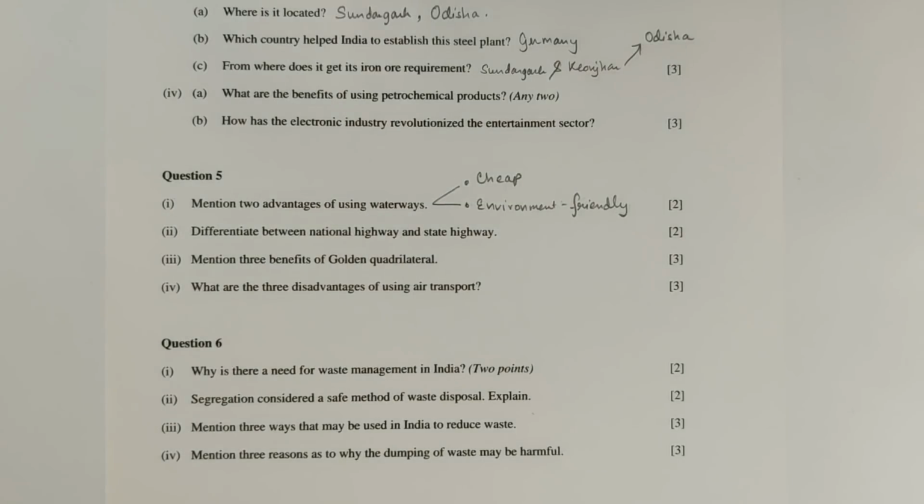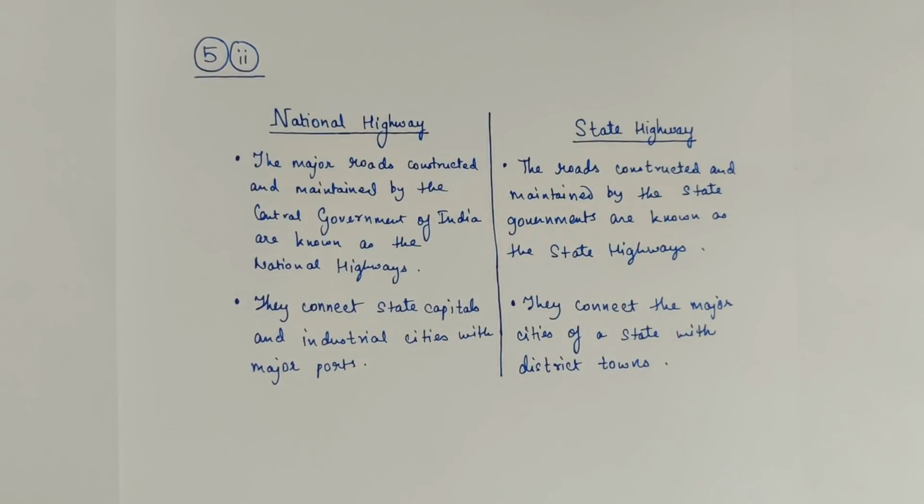Part 2. You have to differentiate between national highway and state highway. Let's do that. Over here, on one side we have national highway and on one side we have state highway. The major roads constructed and maintained by the central government of India are known as the national highways. The roads constructed and maintained by the state governments are known as the state highways. Guys, national highways connect state capitals and industrial cities with major ports, and state highways connect the major cities of a state with district towns. So these were the differences between national highway and state highway.